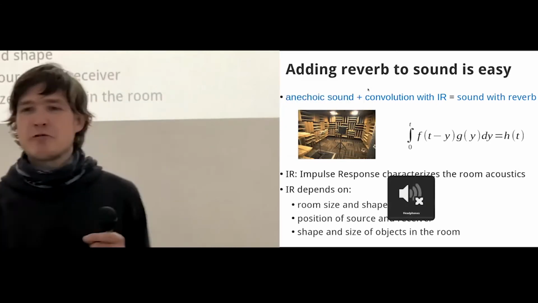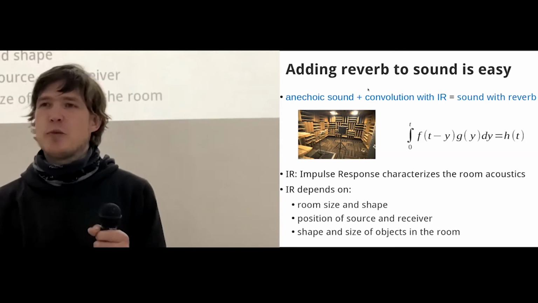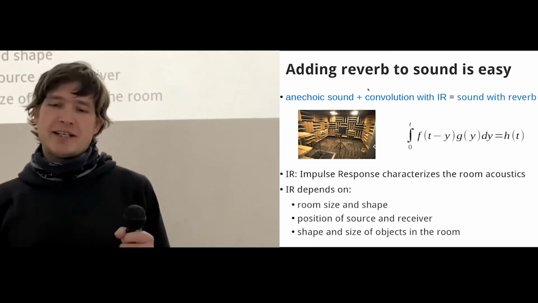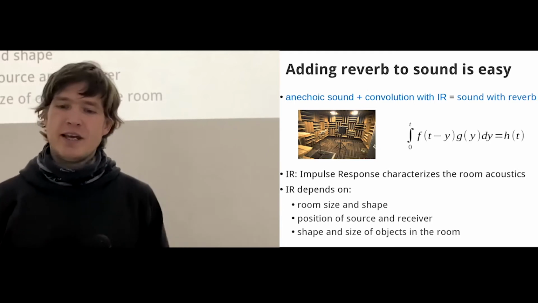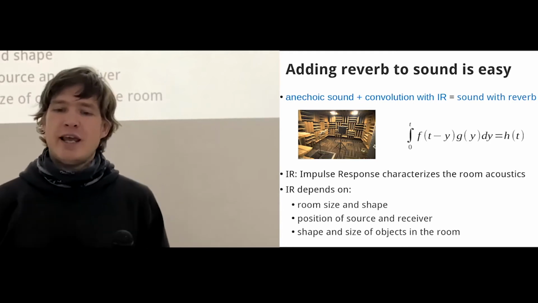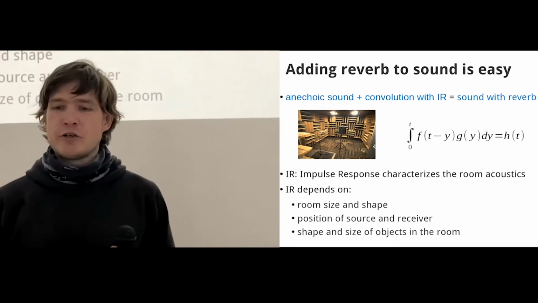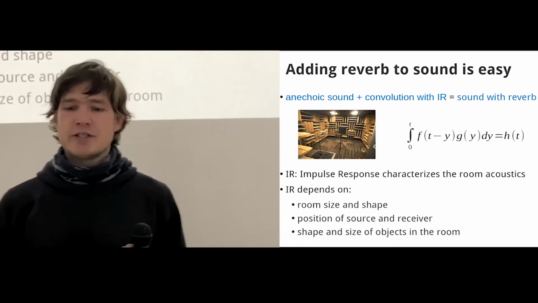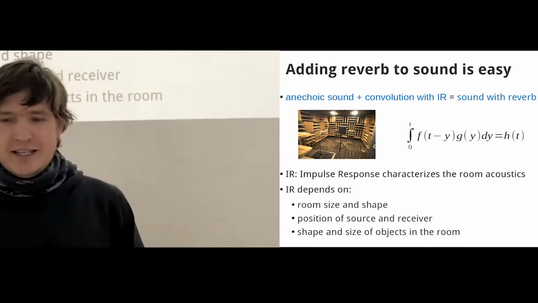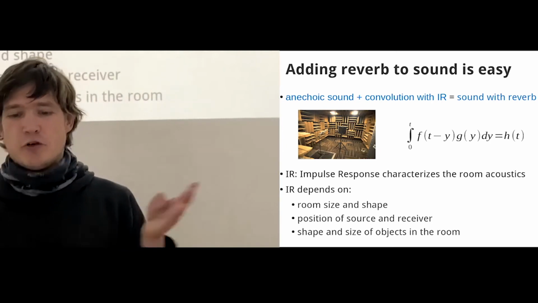You can record that, for example, by clapping your hands inside the room, and then you record the response from that clap. And this completely characterizes your room acoustics. And that's called an impulse response function. And it's really synonymous with reverb. Different reverbs correspond to different impulse response functions. And that's actually what we want to remove from the sound.